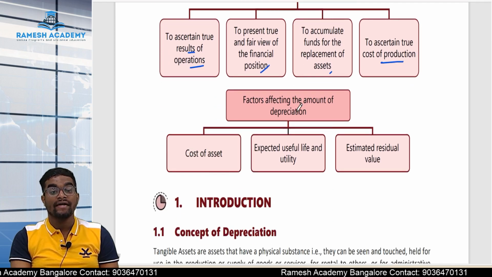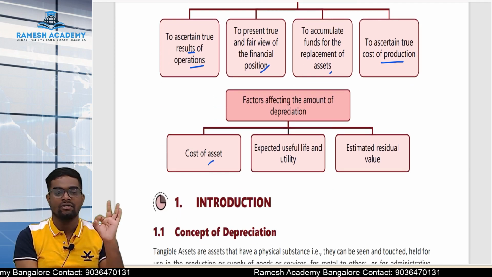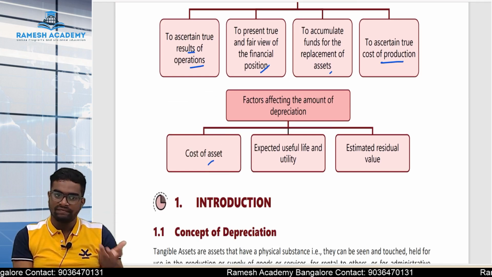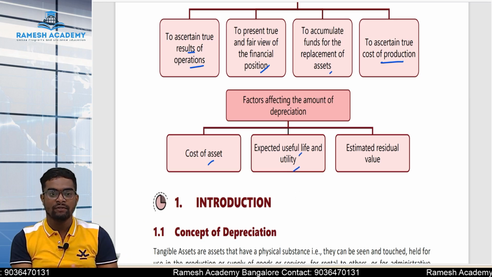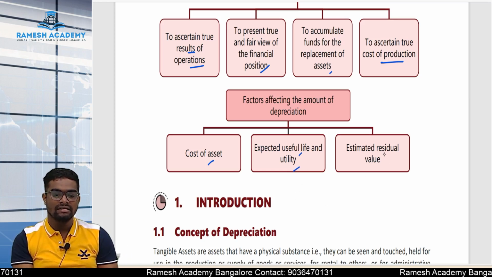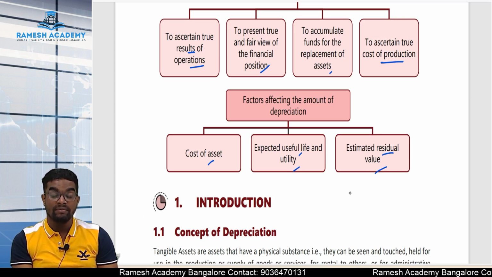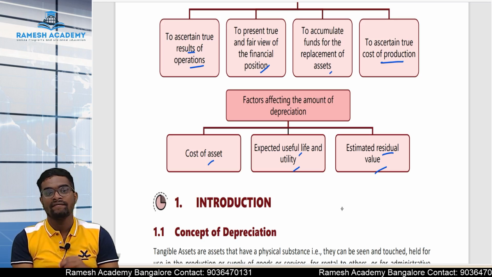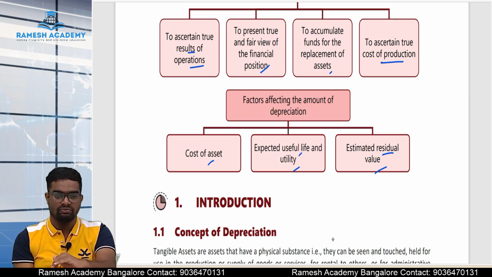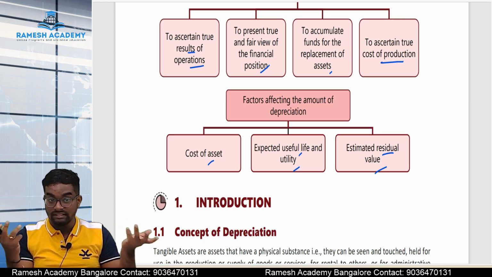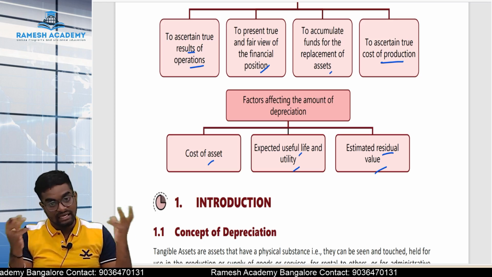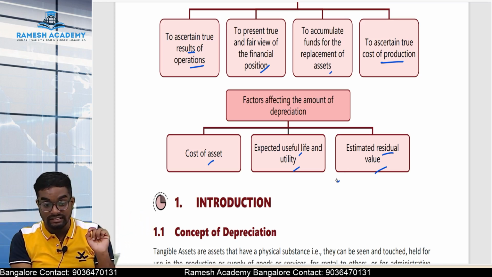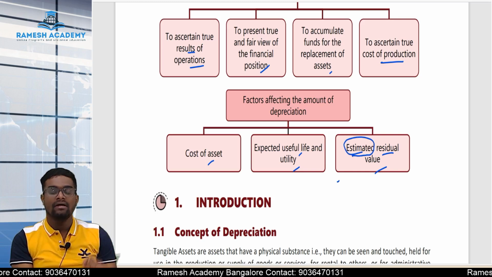So what are the factors affecting the depreciation? Mainly the cost of the asset, because that only we use for depreciation. Useful life and utility, which means how much time we will be using the asset, and the estimated residual value, which means on day one only we will estimate that the residual value may be this much. It can change. It is not 100% true that it will be the same. It can change, but we will be estimating it. See, it is telling estimated residual value.